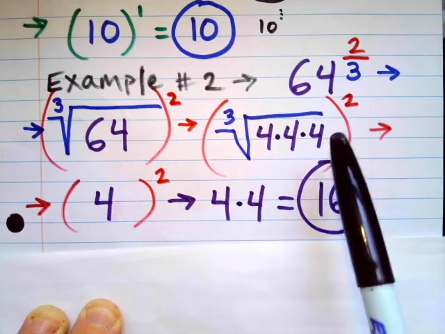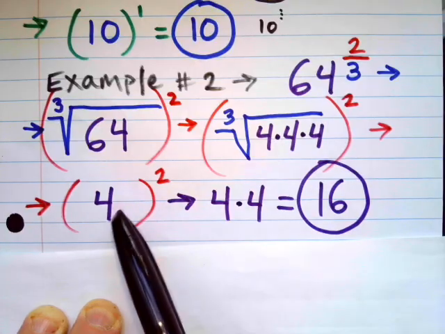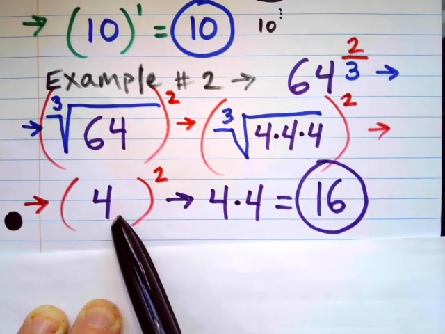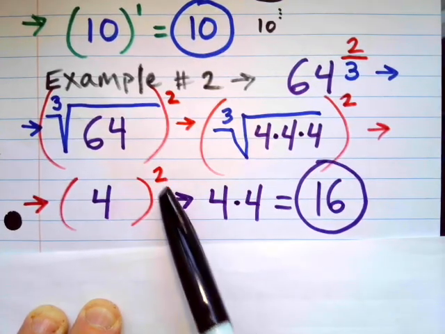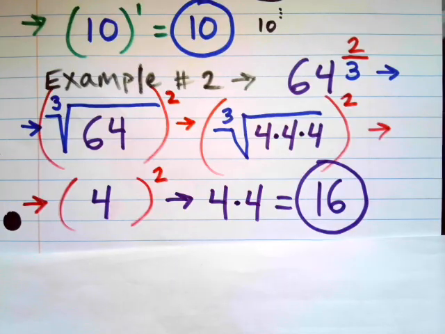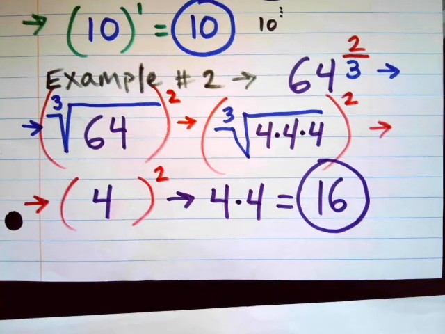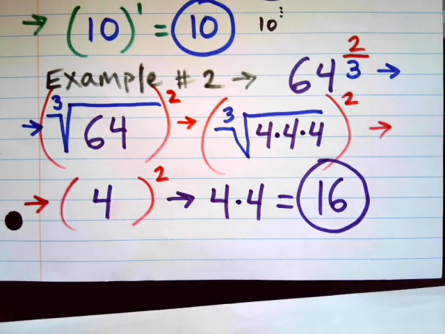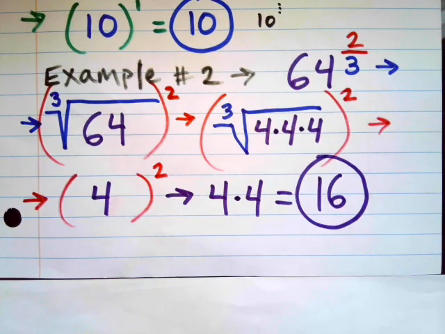I'm going to free up those 4. I found 3 of the same term. I freed the 4 from the cube root, but it's still to the second power, which means 4 times 4. So for this particular example, the answer is going to be 16. And so that's the essential basics.